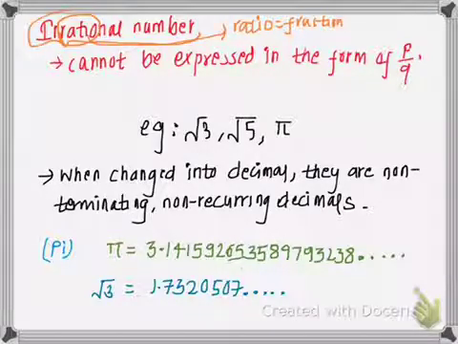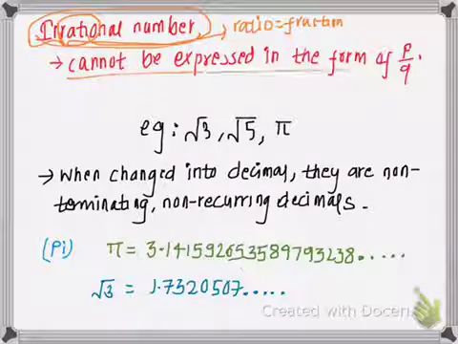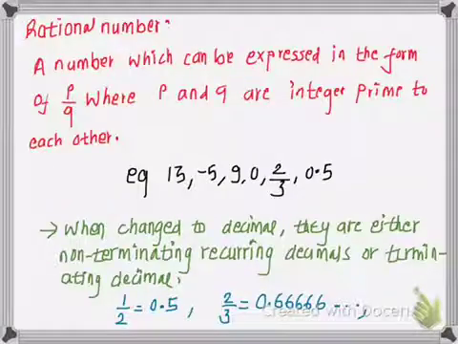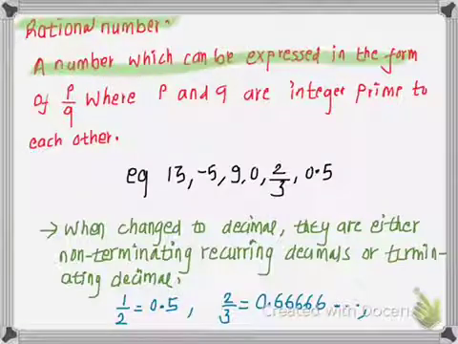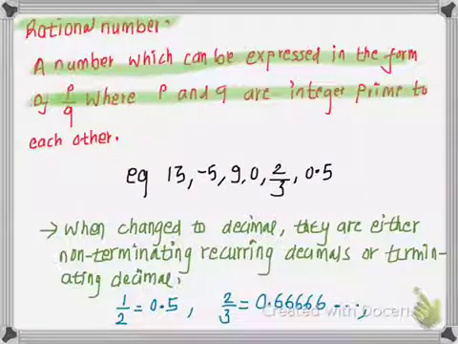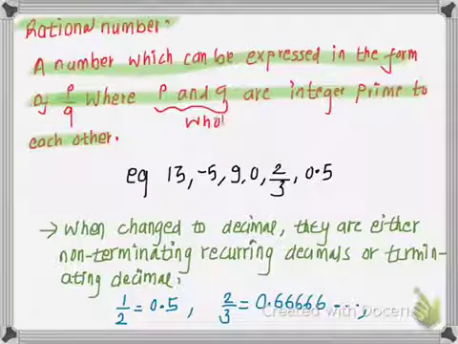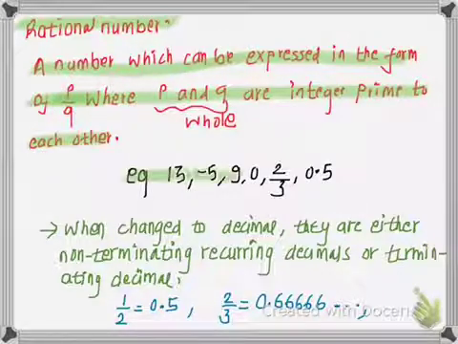And irrational numbers are those numbers which cannot be expressed in the form of p by q, or in the form of a fraction. But rational numbers are those numbers which can be expressed in the form of p by q, where p and q are integers prime to each other, or we can say p and q are whole numbers which are different from each other. Some examples of rational numbers are 13, -5, 9, 0, 2 by 3, 0.5.